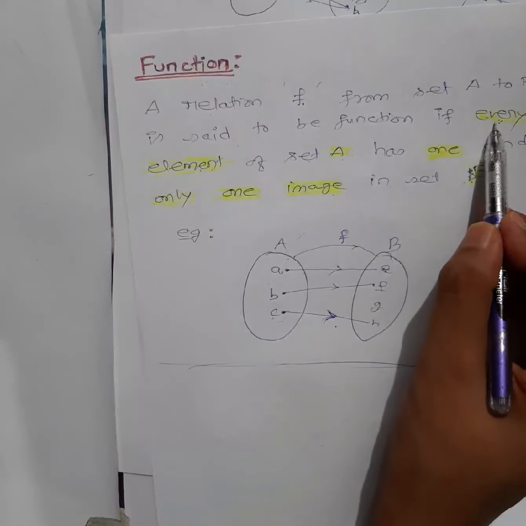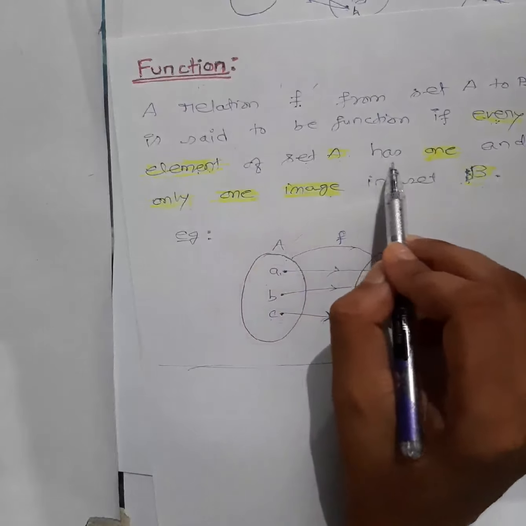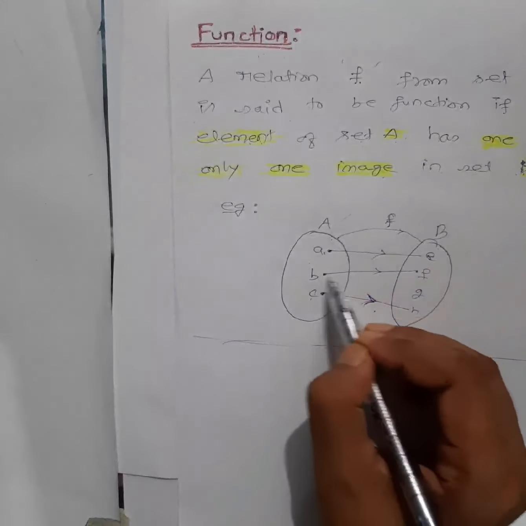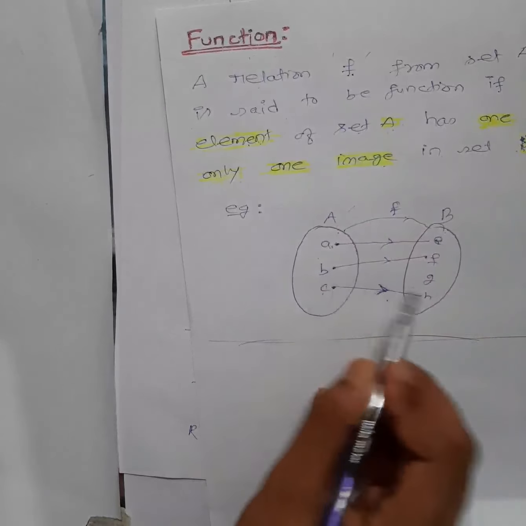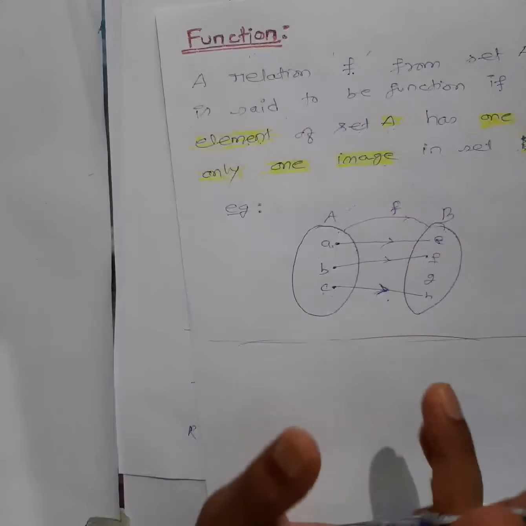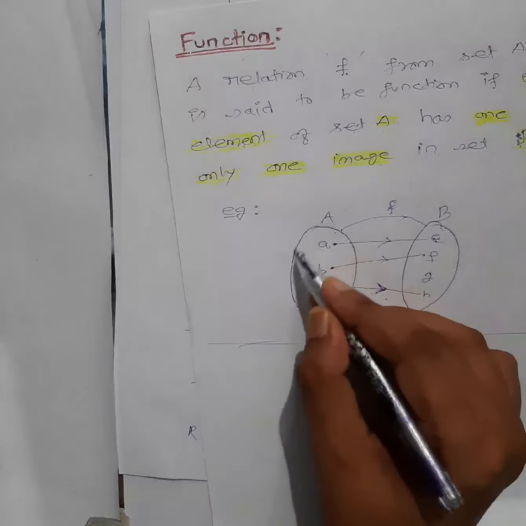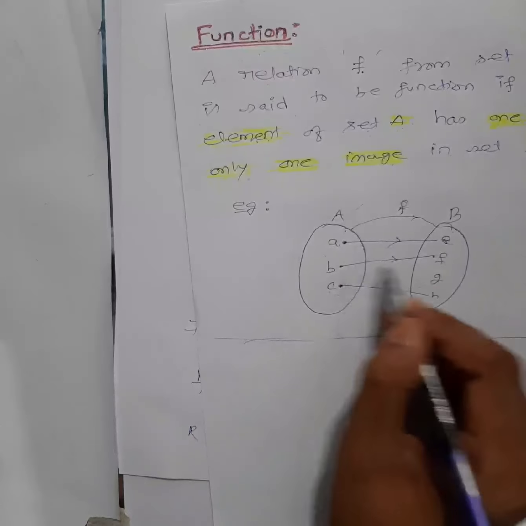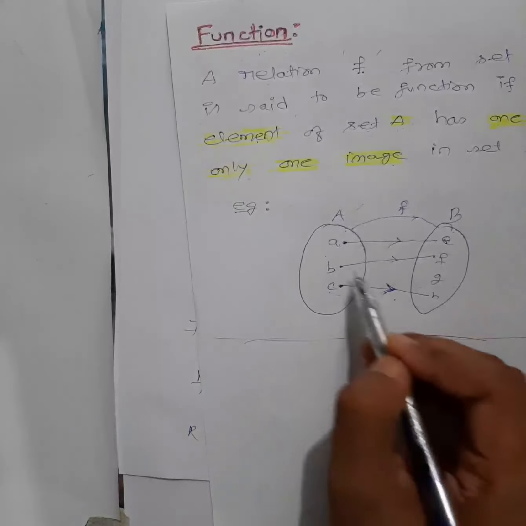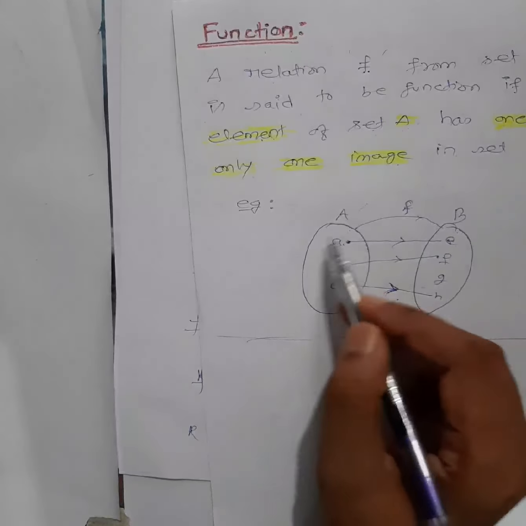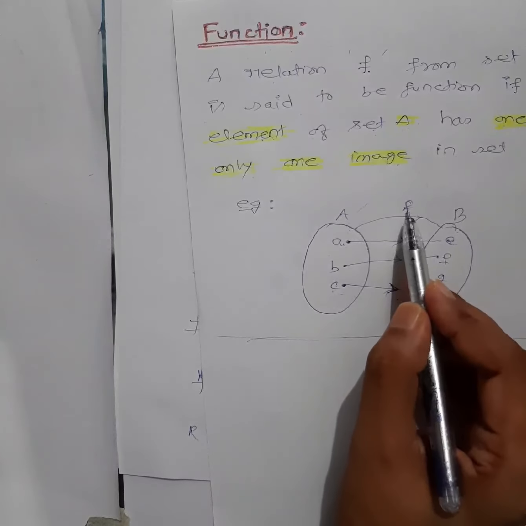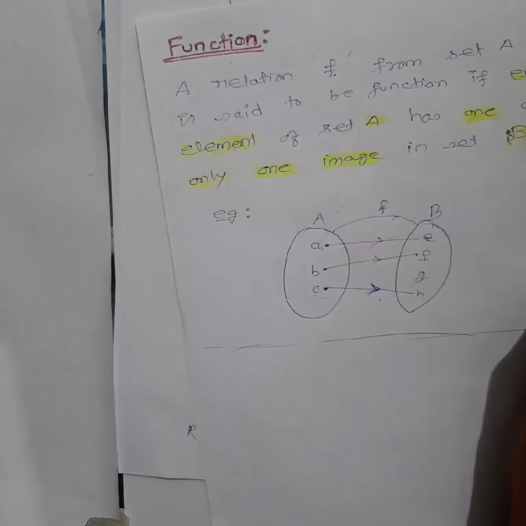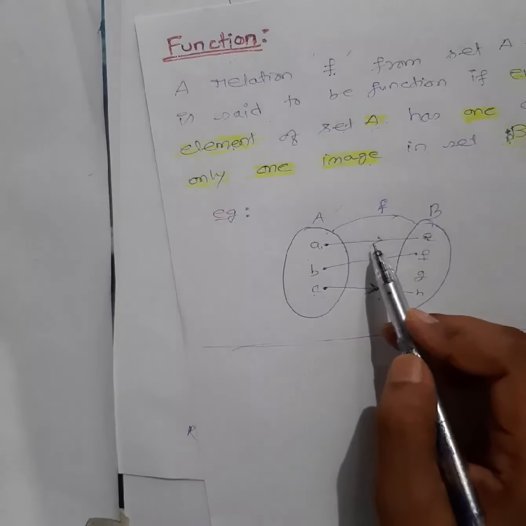Because according to the definition, every element of set A has one and only one image. So every element must have exactly one. It cannot have multiple images also. Okay, so to check a function, always remember, first thing you check: is every element of the first set having an image or not, and how many images they are having, exactly one image or not. If it is satisfying these two conditions, then whatever relation is given to you, that relation will be your function.